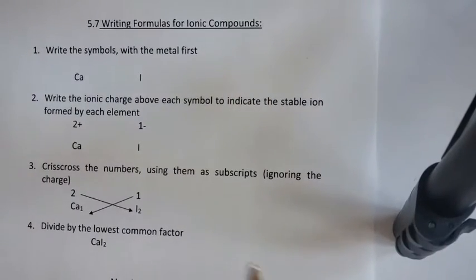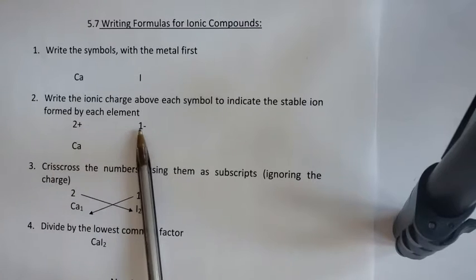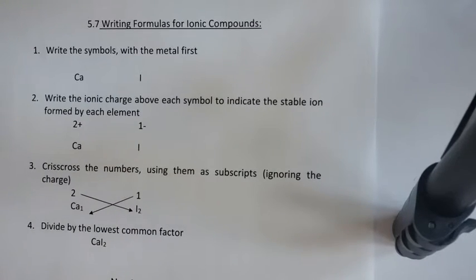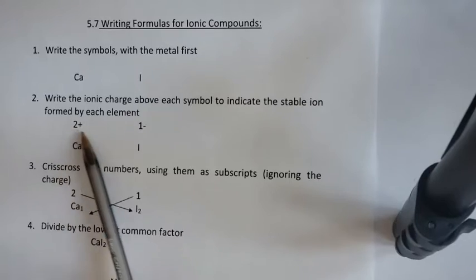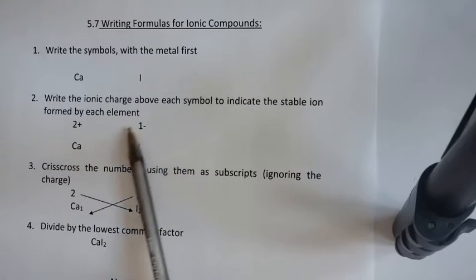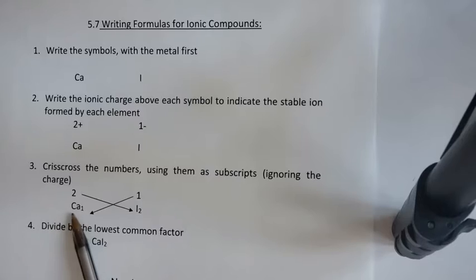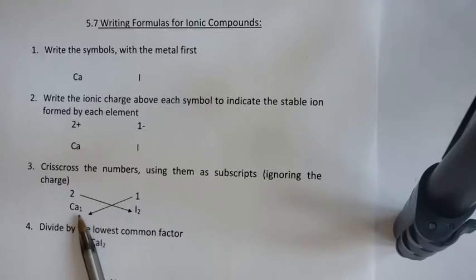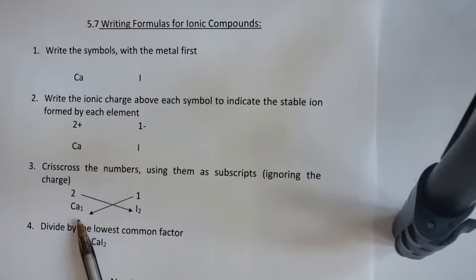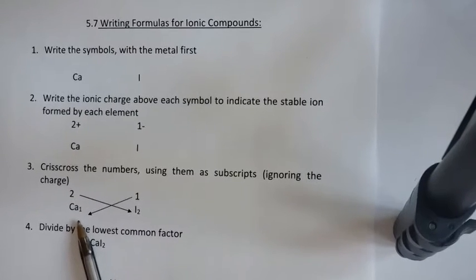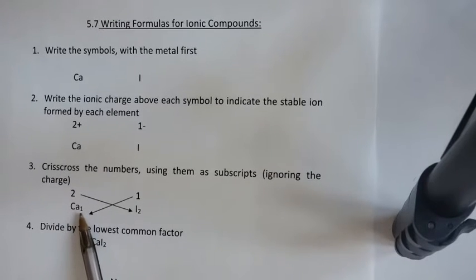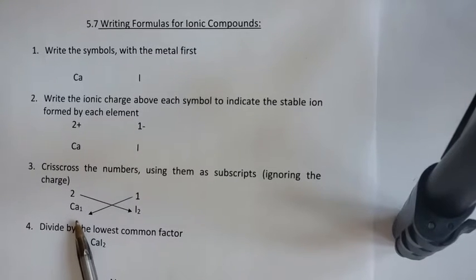So let's just go back a step. We write down the symbol, we write down the charge above it. Then you do this cool thing called crisscross, where the 2 comes down here and the 1 comes down here. And we end up with Ca1I2. Now, in math class, we don't always write down like 1x or 1y. We just assume that the 1's there. So you just write down x or y. And in chemistry, it's the same thing. We don't actually leave the 1 there. If there's no number, we assume there's a 1. If it's any other number, then you have to put it in. So we have CaI2.